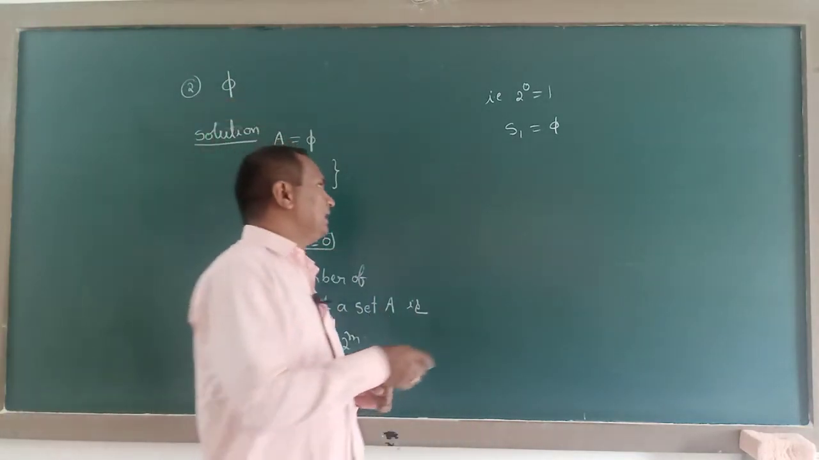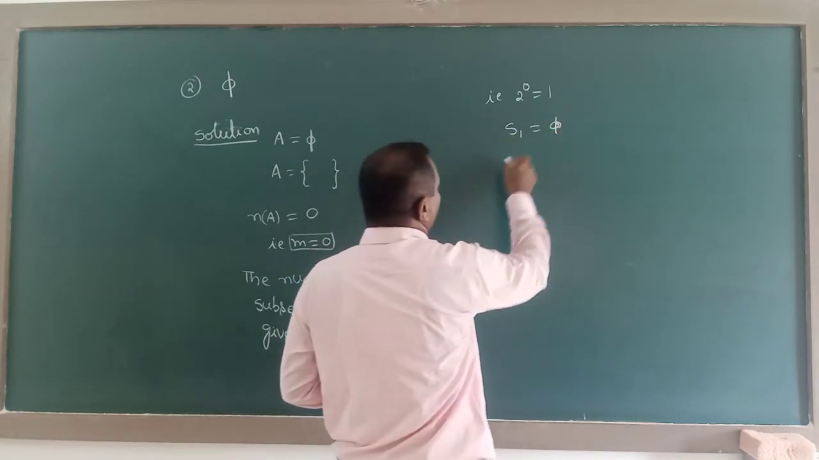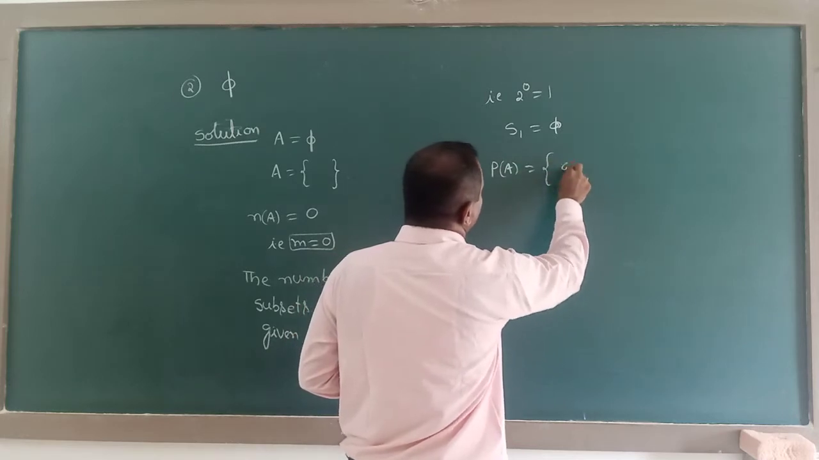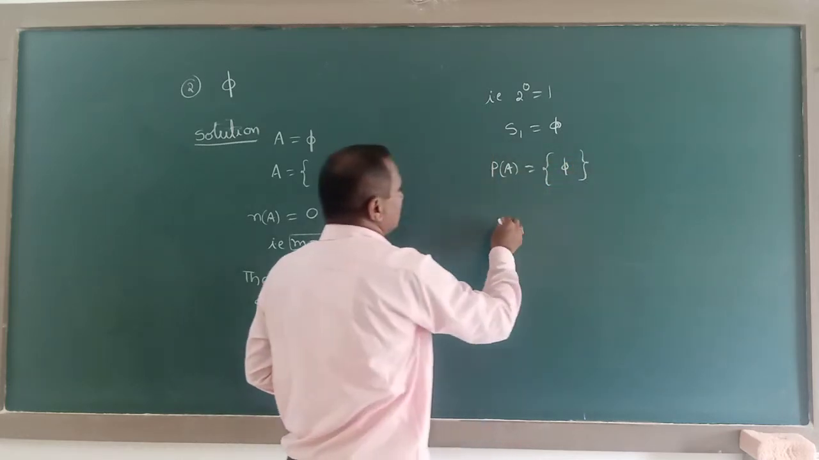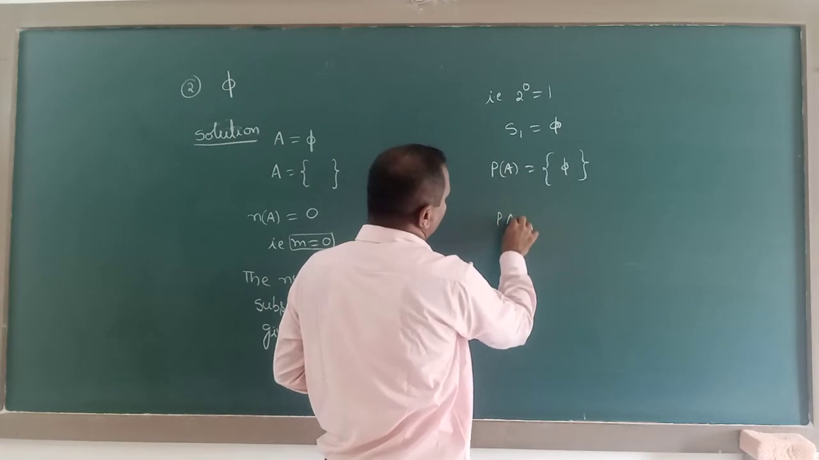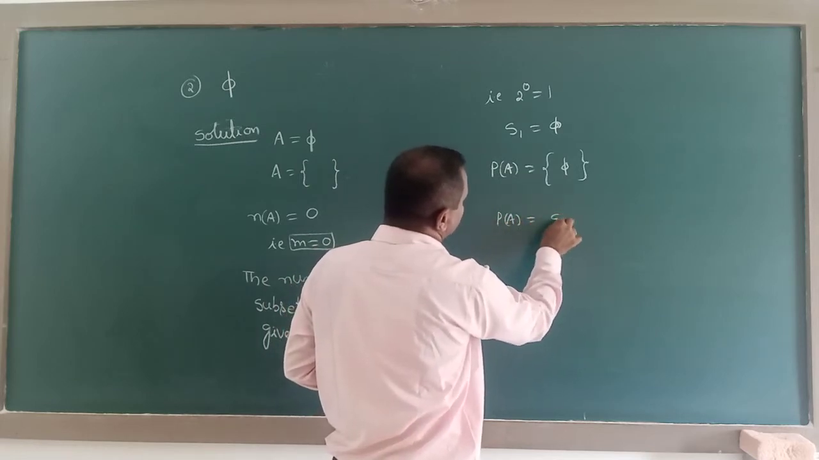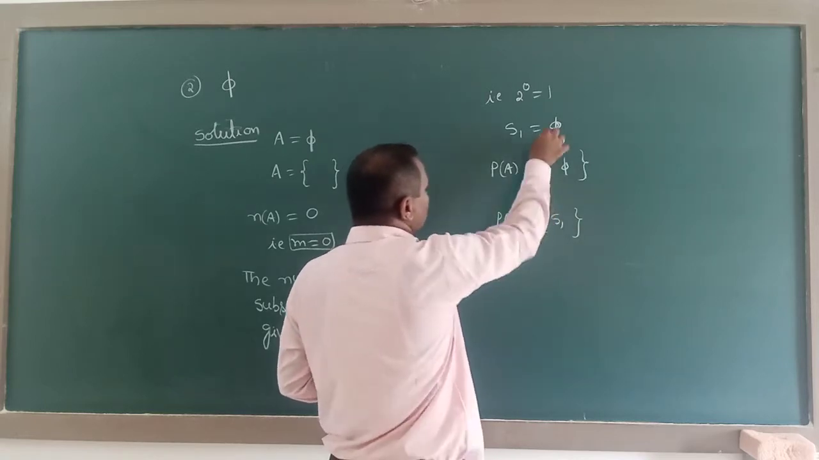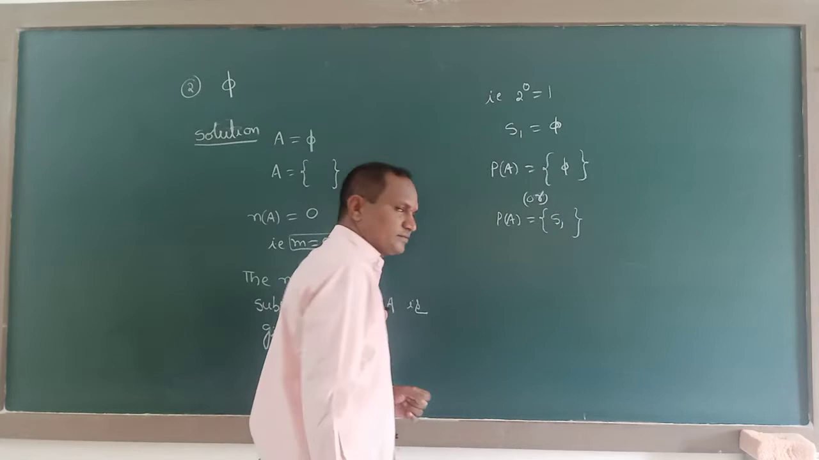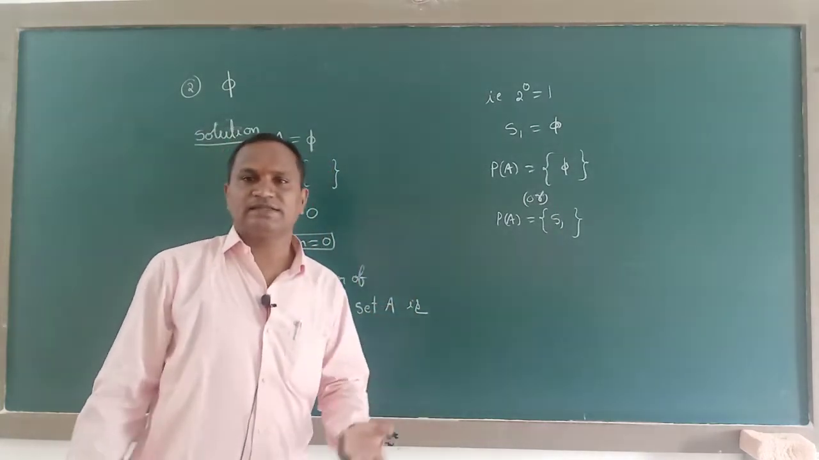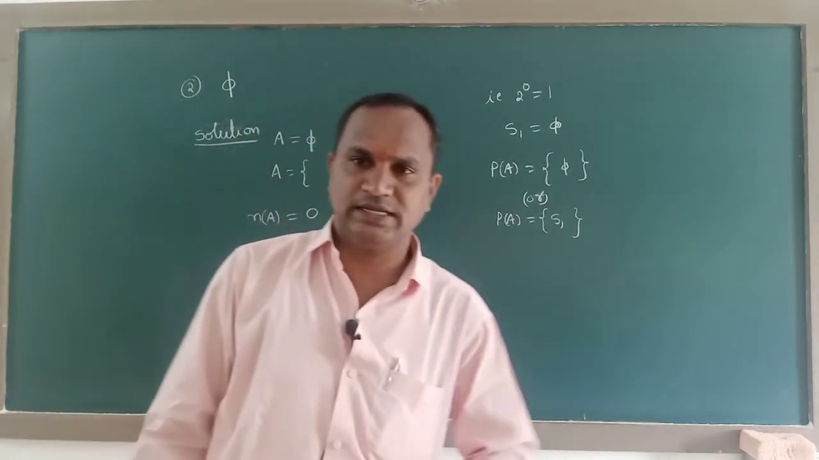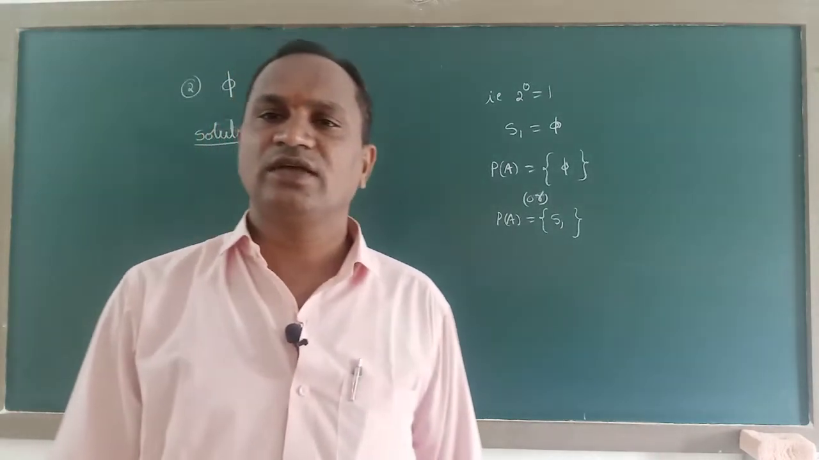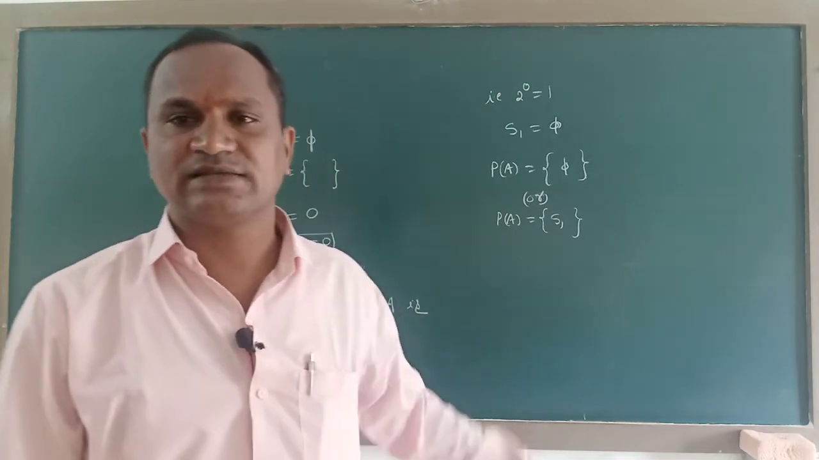S1 is equal to the null set. Or P of A is equal to the set of elements, the null set here. Or you can write P of A is equal to the set of elements {S1}. Like that also we can write here, because for S1 we found the element, the null set. They gave the null set. For that null set we are getting only one subset. That is, the null set is a subset of every set, or every set is a subset of itself. In these two we are getting the same meaning.